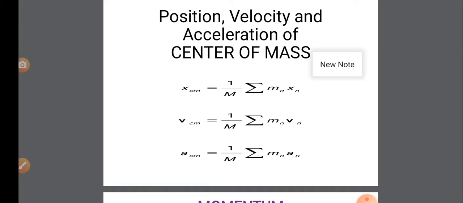So this is the equation of position, velocity and acceleration of the center of mass. Here capital M indicates the resultant mass of that body, and small m_n shows the mass which is distributed in small pieces. x_n is the position vector. Here also V_cm is the velocity of the center of mass, and A_cm is the acceleration of the center of mass.